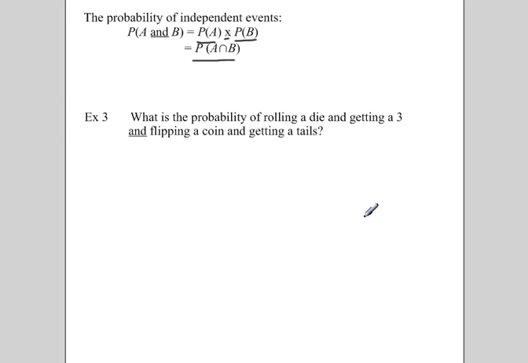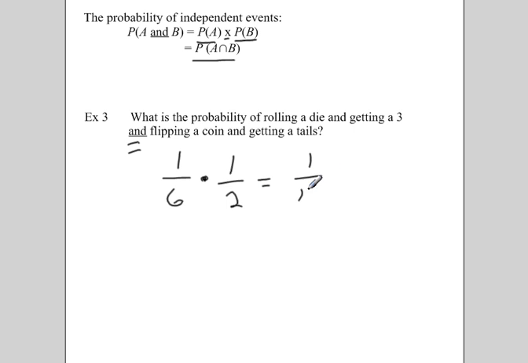This is called the intersection of A and B. So here's an example of this, and actually it's exactly what I read before. Probability of rolling a die, getting a 3, and flipping a coin and getting a tails. Well, for the first probability, rolling a die and getting a 3, there's one 3 out of 6 sides. Since it's an and problem, we're going to multiply our probabilities. Flipping a coin, getting a tails, there are 2 sides. One of those is tails.